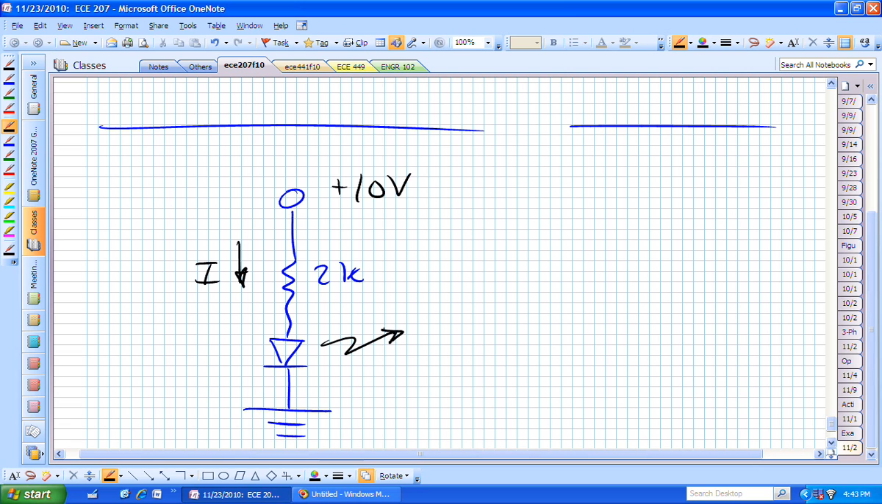Sorry. So there's our LED. You put current through it. If I is positive, it's going to illuminate. What's going to happen in this circuit? Will that happen? Is the diode conducting? That's what you want to ask.